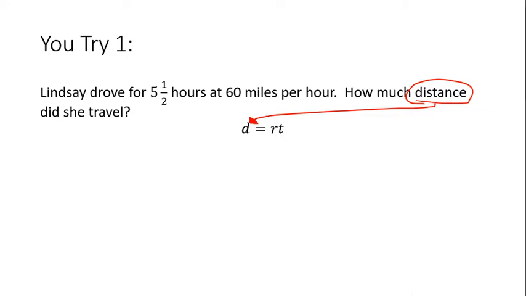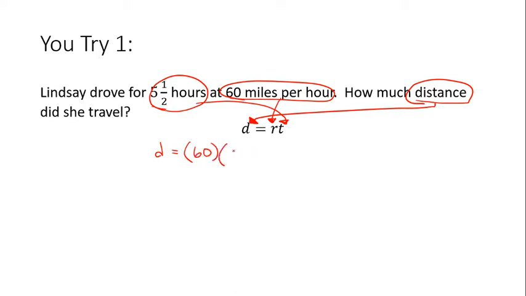Next, I look for what pieces of information I'm given. I'm given the amount of time and the rate. So now let's plug in what I have, and we'll go from there. So my rate is 60 miles per hour, and my time is 5.5 hours. So then if I use my calculator, I will get 330 miles. My distance is 330 miles.